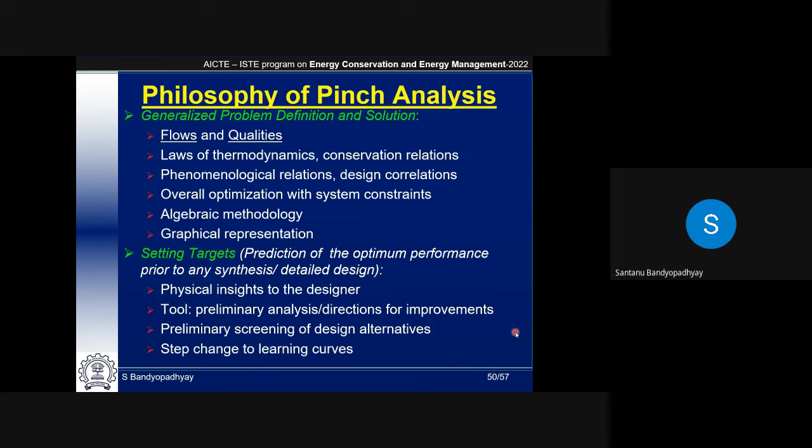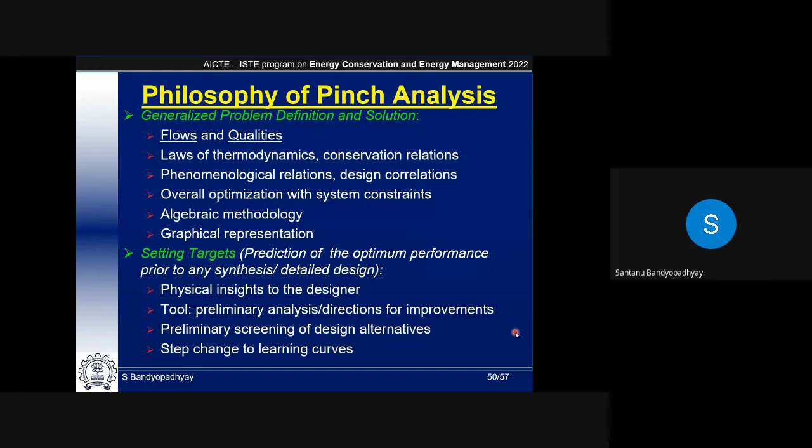We can use some of the phenomenological relations, design correlations. If we have to estimate the heat exchanger areas, we can use Q equals UA LMTD. Or if you say I do not want to use a counter-current or co-current heat exchanger, I want to use only a shell and tube heat exchanger, which is used the most in the process industries, we can again use the equation Q equals UA F LMTD. F is the correction factor. We can use that, or some such phenomenological relations to make better estimates.